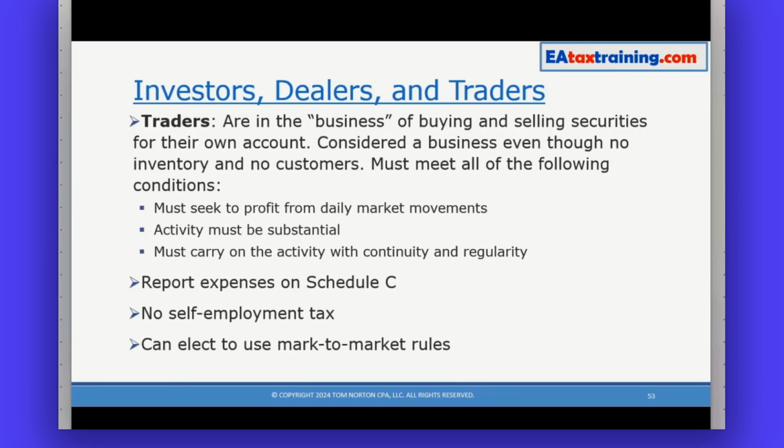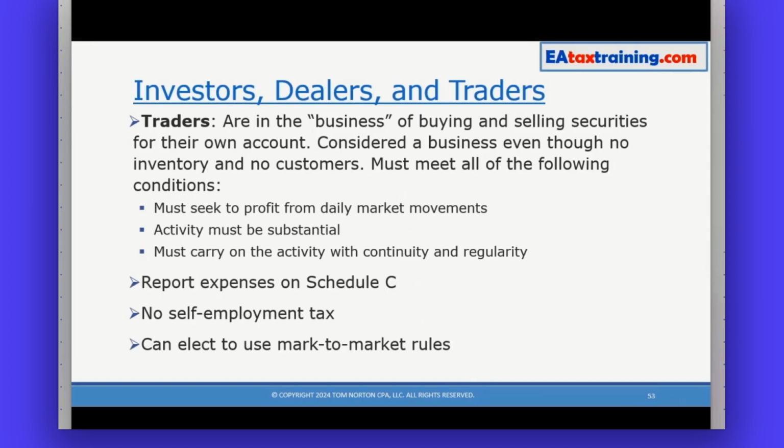Traders. Traders are in the business of buying and selling securities for their own account. So it's considered a business even though there's no inventory, there's no customers, but they must meet some conditions. They have to be seeking to profit from daily market movements. Their activity must be substantial, and they must carry on the activity with continuity and regularity. So if you think of day traders, these are people, this is their job. They're sitting there all day, every day, looking for opportunities and buying and selling different securities to try to make a profit. That is what a trader is.